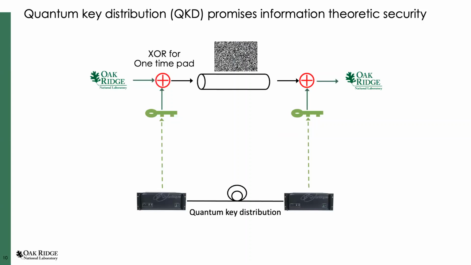And then if we had that, then we could take our information and XOR the information with our distributed keys, and then we could encrypt that information and send it along a channel in such a way that that information cannot be decrypted no matter how powerful a computer one has. We would call that information theoretic secure. And so that's the promise of quantum key distribution.